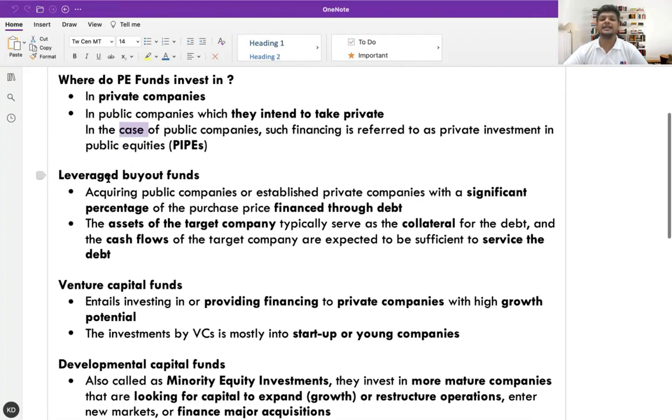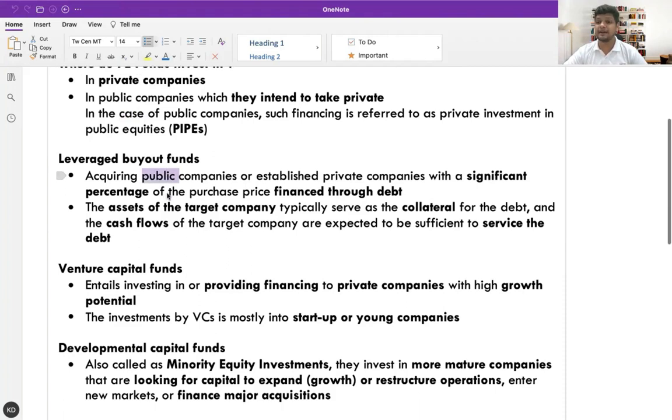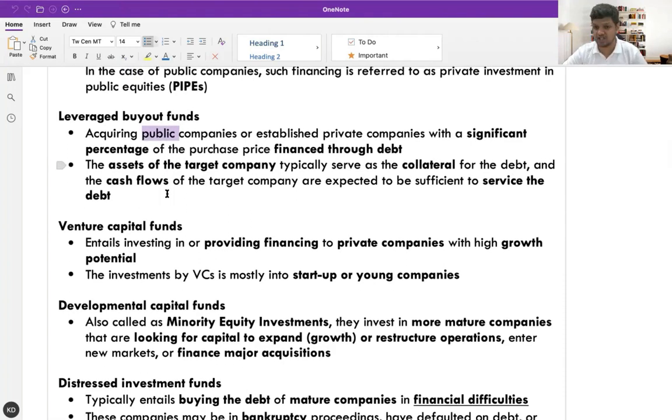The most famous of that is leverage buyout and venture capital. The biggest difference between both is the different types of companies where they invest and the different ways through which they invest. Why is it called leverage buyout? Because when they buy out a company, they completely buy over the company, but use a tremendous amount of leverage, or debt. So they acquire public companies or established private companies with a significant percentage. They pick up a huge stake and most of their funding is financed through debt.